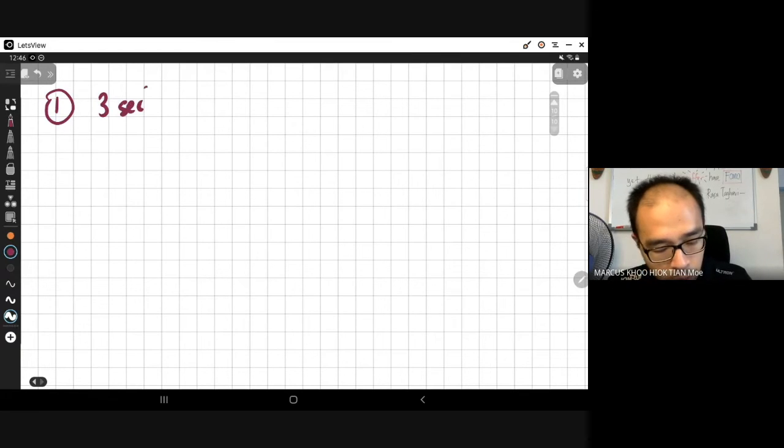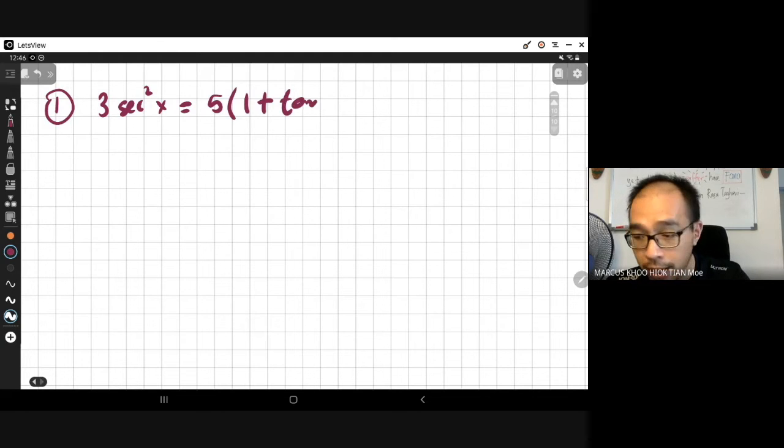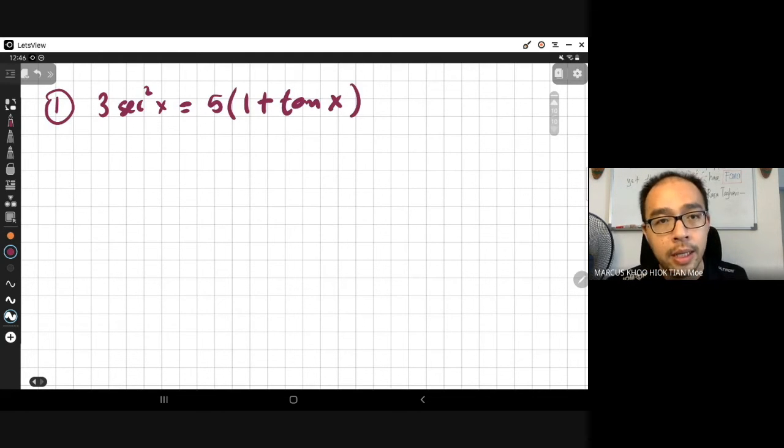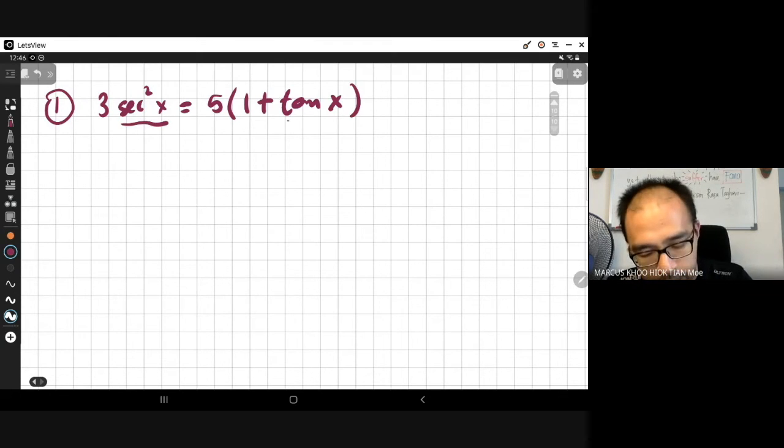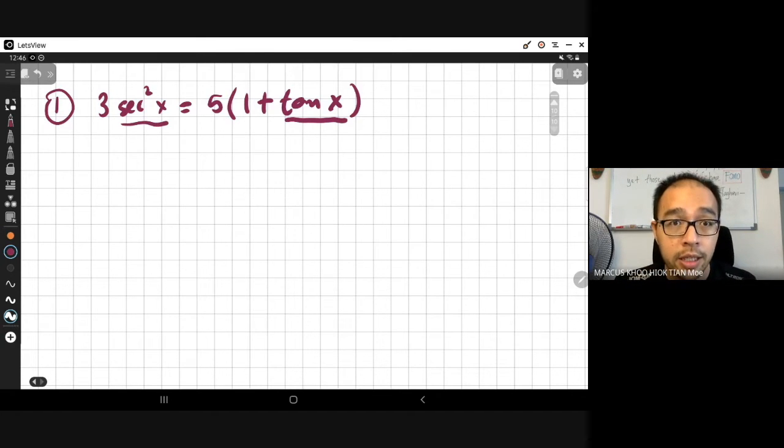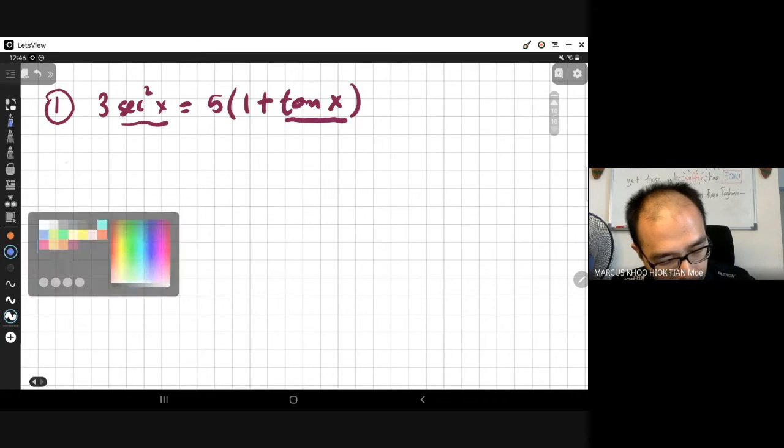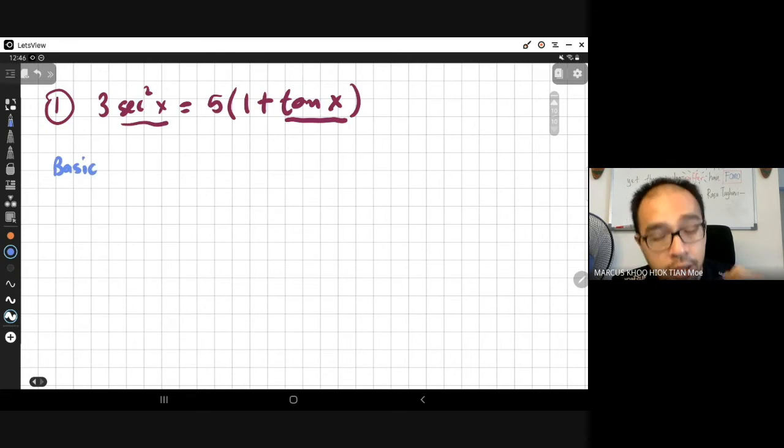3 secant squared x equals 5 times 1 plus tangent x. Okay. Now, first thing you notice is that there is a secant over here. And the second thing you notice is that there is a tangent over here. Okay. And if you remember from our basic identities, okay, we think back to the basic identity. What is the basic identity that connects secant and tangent? It doesn't have to be tangent squared, this one. But the other connection was secant and tangent. Okay, what is the basic identity that is involved?